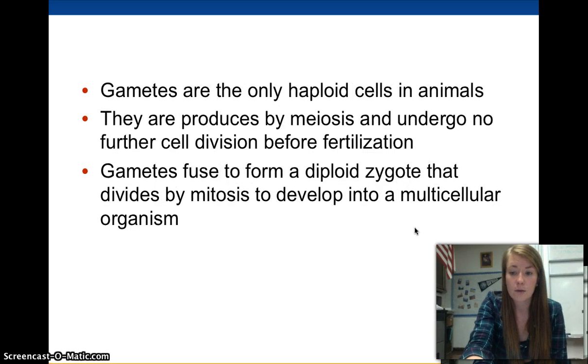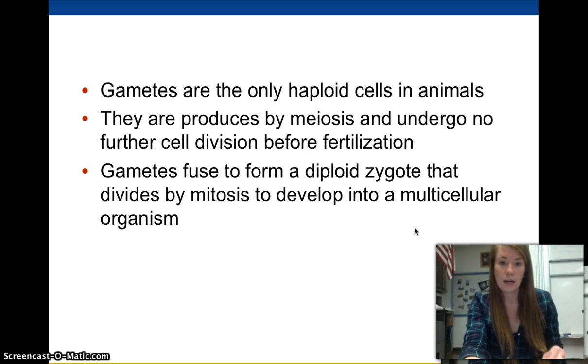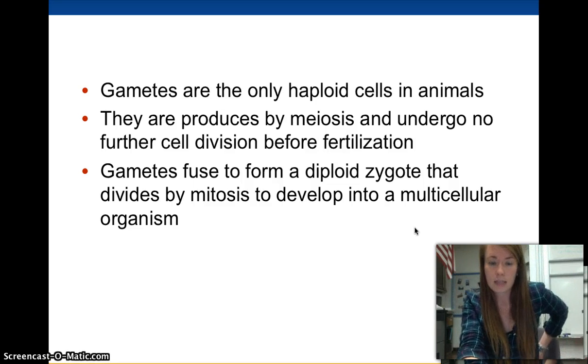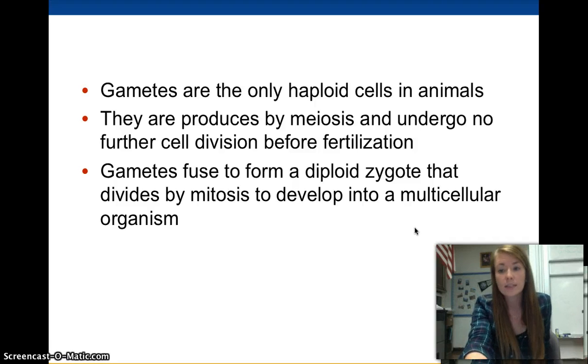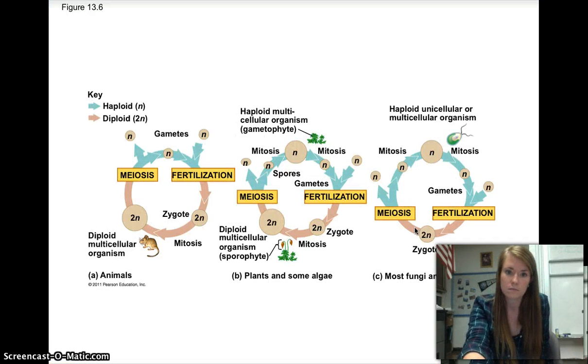Inside of our animal cells, the only haploid cells are gametes. They do not ever divide again unless they get fertilized. But once they get fertilized, we switch back to mitosis.